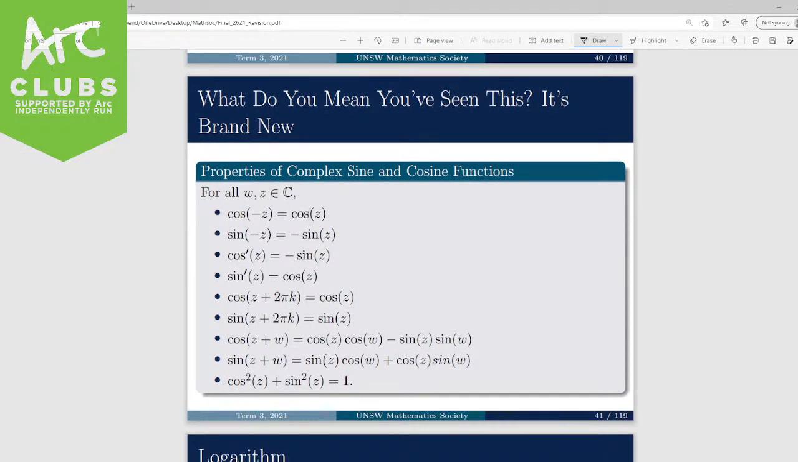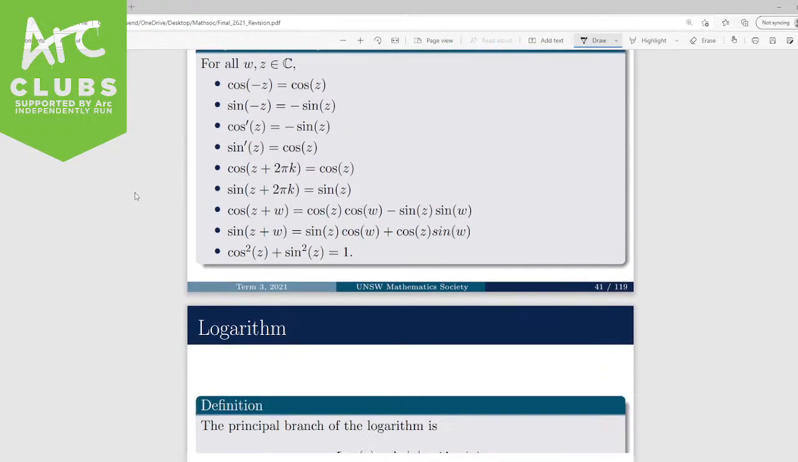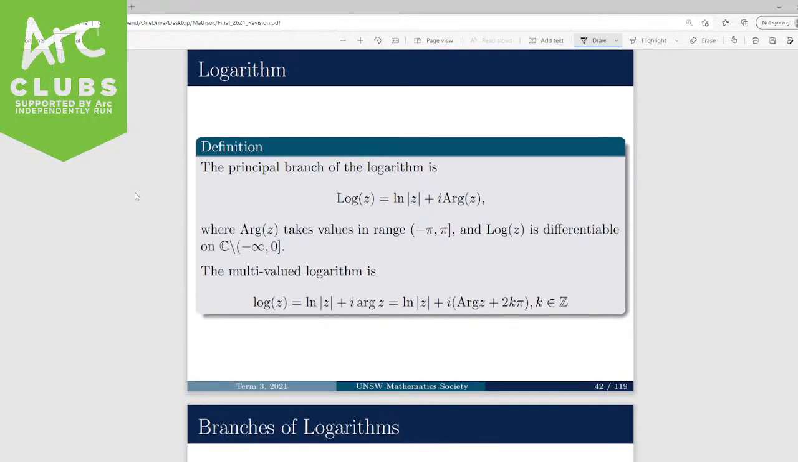These properties of the complex cosine and sine, you should be pretty familiar with them. They're pretty much the same. They are the same as the real sine and cosine. So look at this, observe this, take this in, move on. Not really anything to point out there.